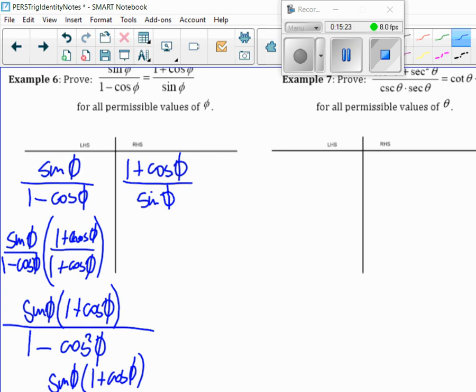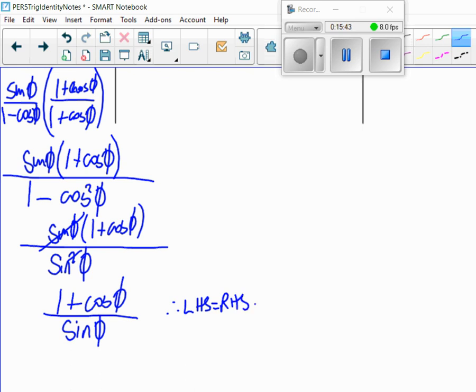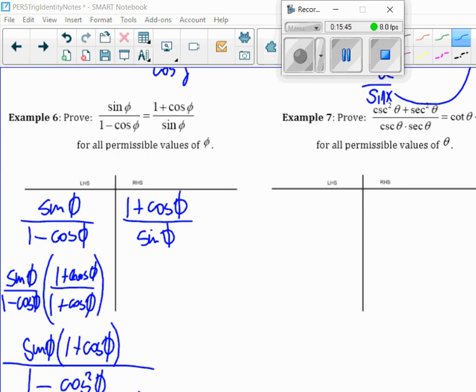And then what happens? I can cancel one of the sines with one of the sines, yes? And that's a legit move. 1 plus cos phi over sine phi. And then that is equal to the right-hand side. Okay, so I want you guys to try this, and I'm going to take some pictures of people's work, and then we're going to analyze it, okay?